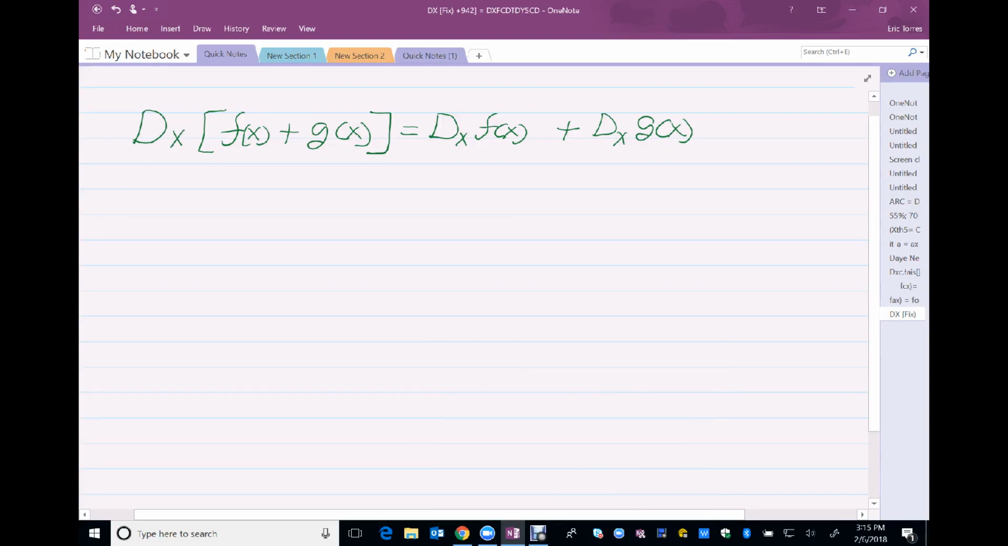Okay, I'm going to do a proof of this derivative property. This derivative property says taking the derivative of the sum of f of x plus g of x equals the derivative of f of x plus the derivative of g of x. Now I'm going to do a little substitution here just so we can see the general pattern. And I'm going to let h of x equal f of x plus g of x.